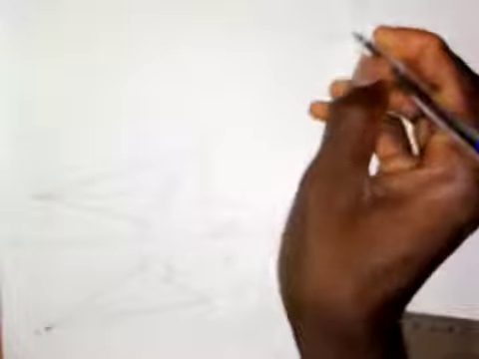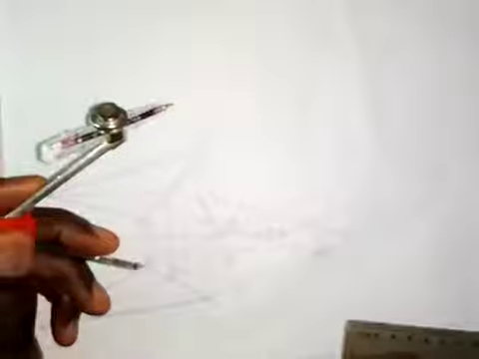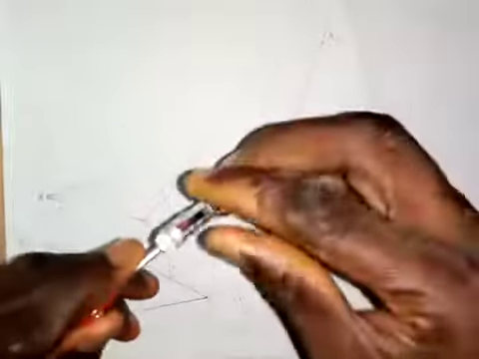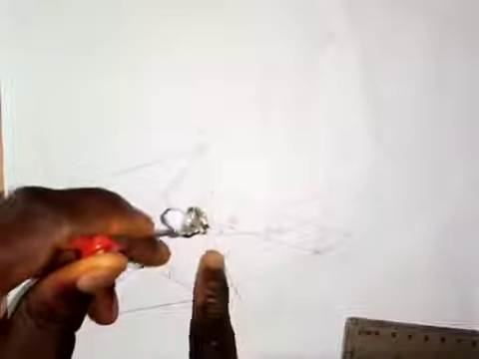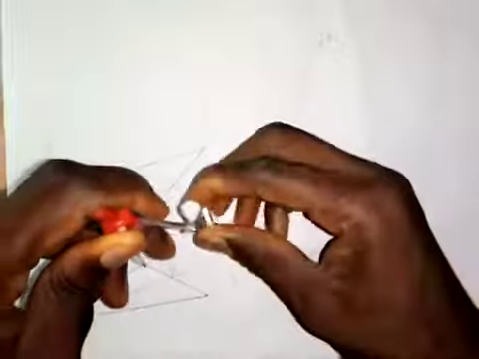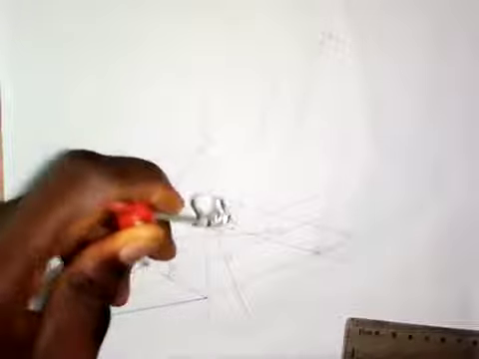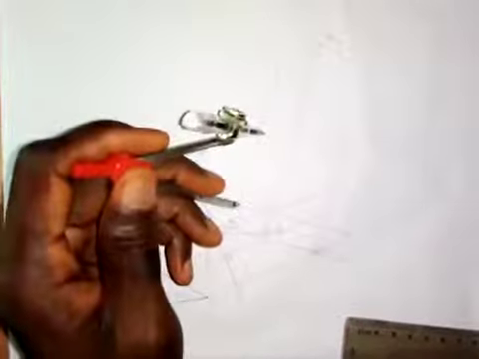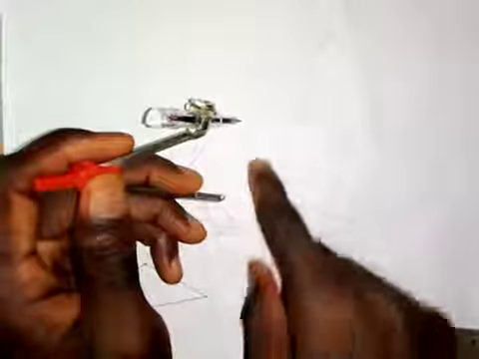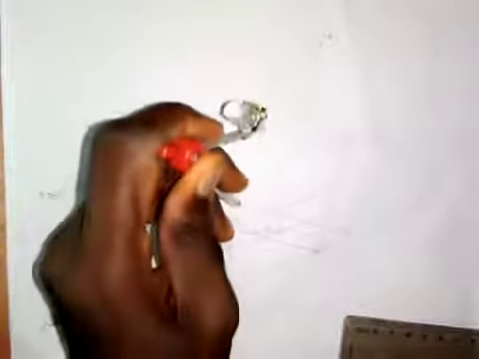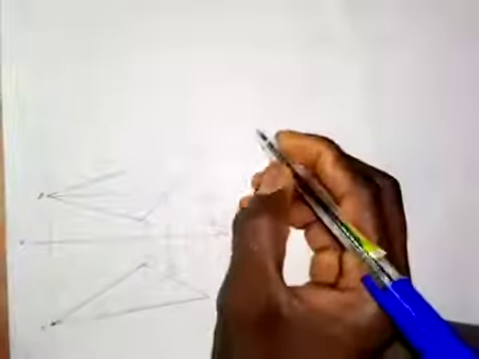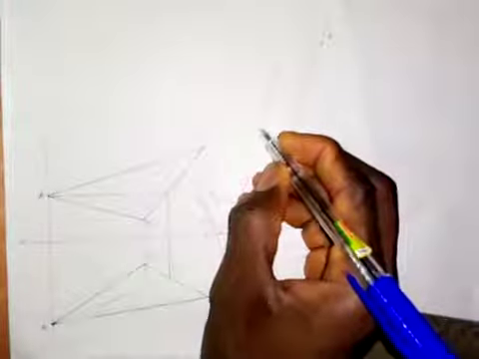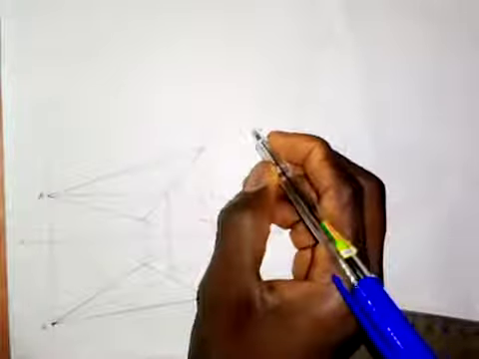This is A3. From this point B1, extend it to small letter B on this line X1, Y1. You take this distance from here to here and put it here on this line that contains B. Make an arc here. This point is our point B3.